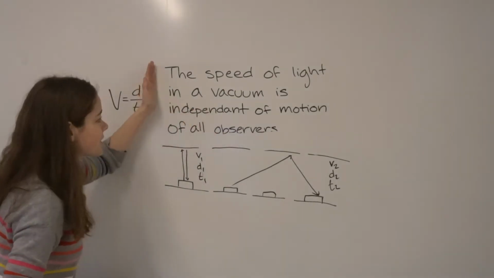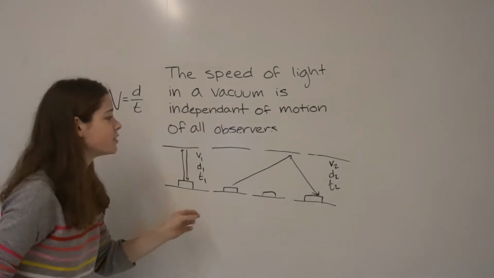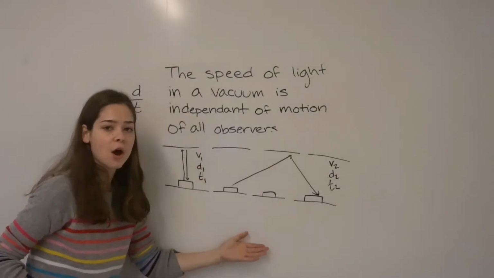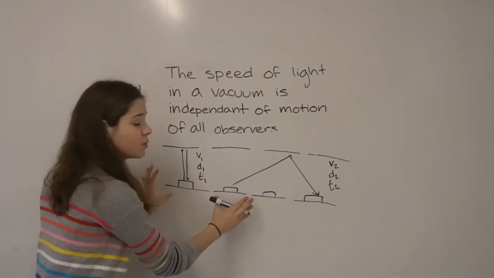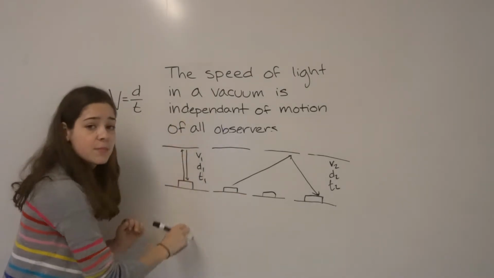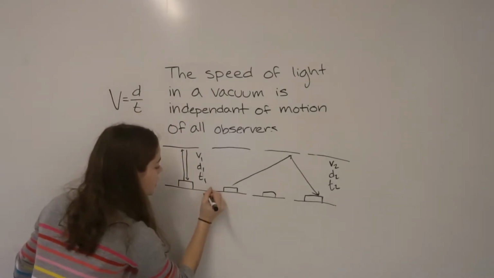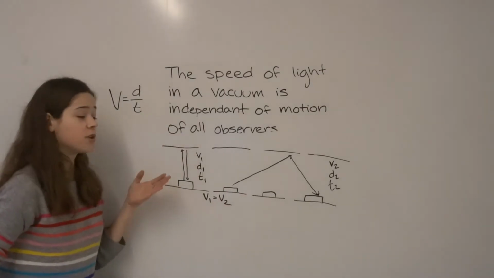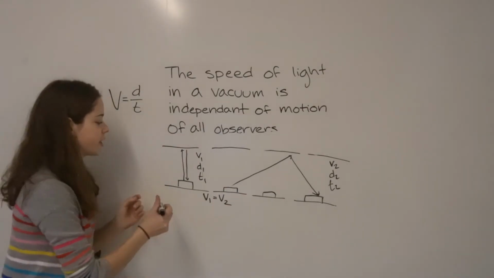we'll see that because the speed of light in a vacuum is independent of motion of all observers, it doesn't matter how fast this is moving or if it's moving at all. These two clocks will be measured as having the beam going the same speed. So V1 equals V2.